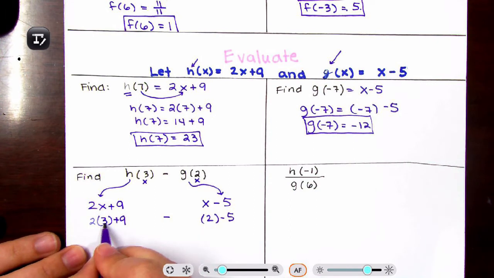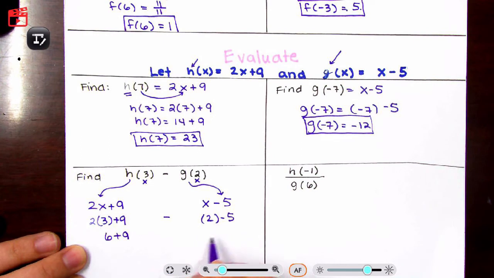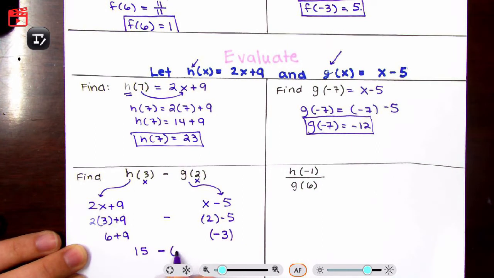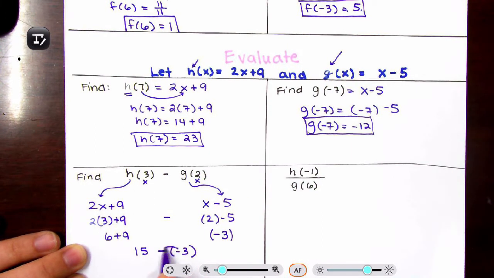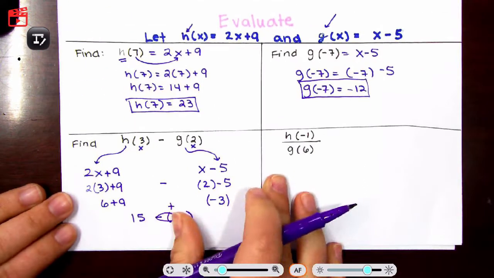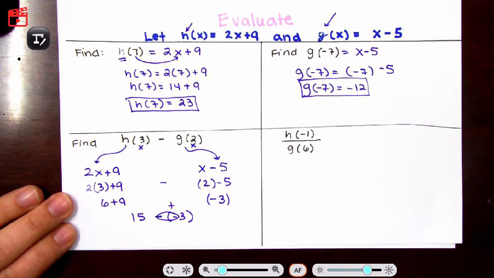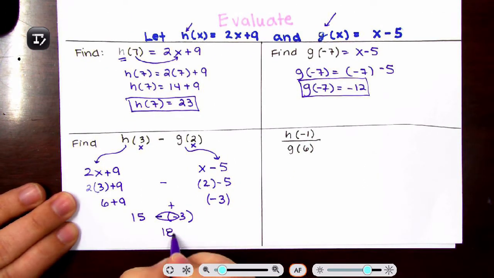So we have 3 times 2 is 6 plus 9. 2 minus 5 is going to be negative 3. So 6 plus 9 is 15. So I have 15 minus negative 3. 2 minuses make a plus. So I got 15 plus 3, and that equals 18.